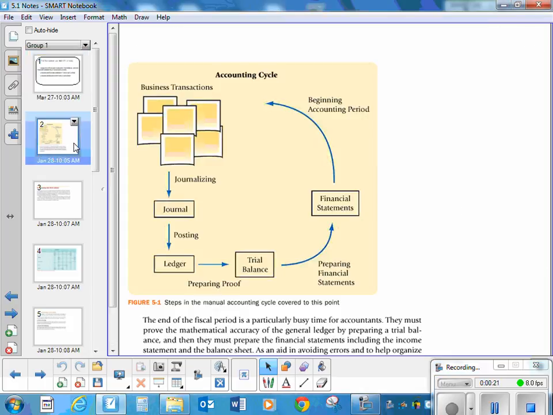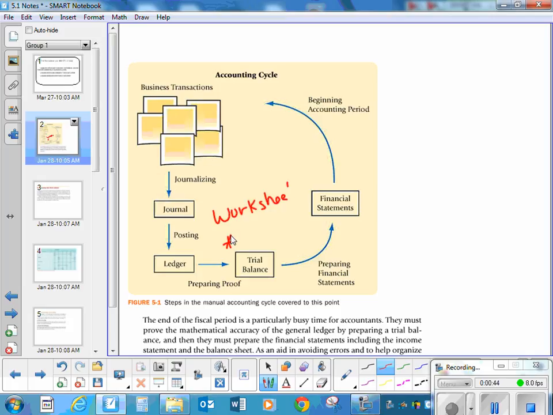Okay, so if we were to take a look at where we've gone in the accounting cycle, we started with business transactions. Then we journalized them by putting them into a journal. Then we posted them by putting them into a ledger. And then we did a trial balance and we made some financial statements. At this point, we're going to introduce a worksheet.